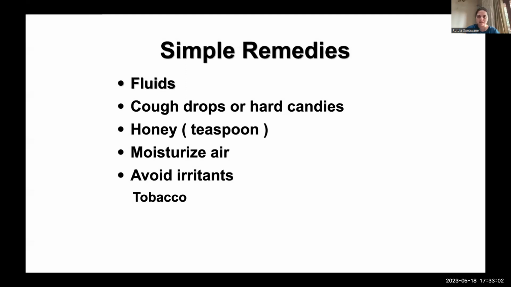So coming to the management, simple home remedies can be used, such as drinking a lot of fluids, cough drops, or hard candies, which can sometimes just soothe the sore throat. Honey is helpful, especially mixed with ginger or clove. It soothes the posterior pharyngeal wall, which helps reduce the cough sensation. Breathing in moist air helps with the cough, and avoiding irritants like tobacco can also go a long way in managing it.